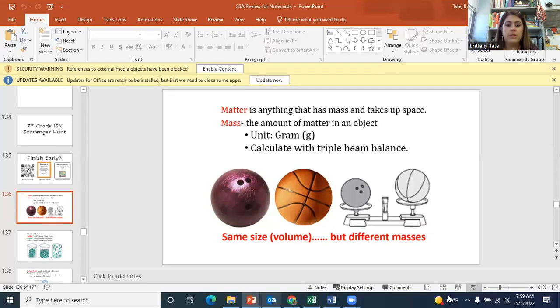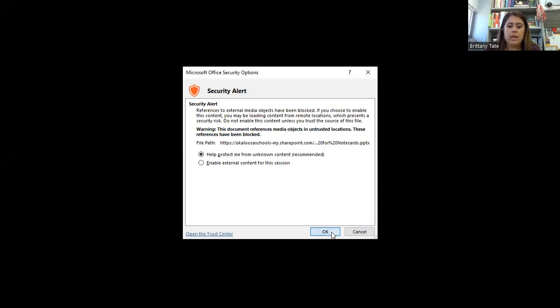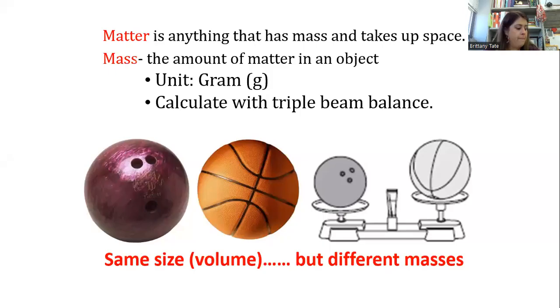All right, so as we've talked about at the very beginning of the year, and that's been an ongoing theme throughout the year, matter is anything that has mass and takes up space. And so what actually is mass? Mass is the amount of matter in an object. And we measure that in grams, and we calculate that with a triple beam balance.